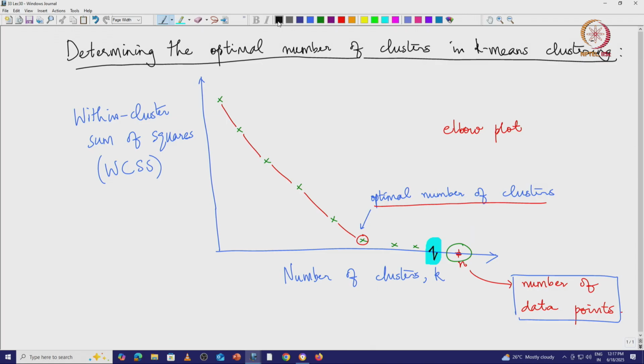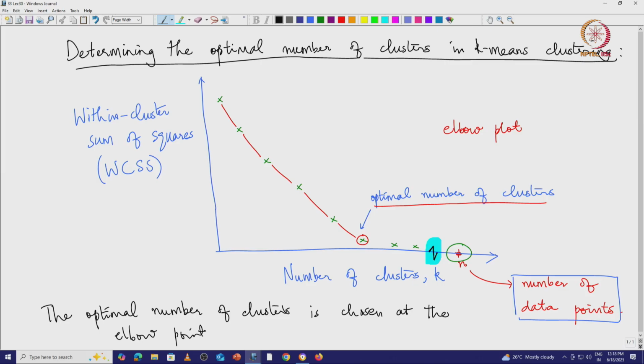So essentially from this elbow plot of the WCSS versus the number of clusters, the optimal number of clusters is chosen at the elbow point at which the WCSS stops reducing significantly.